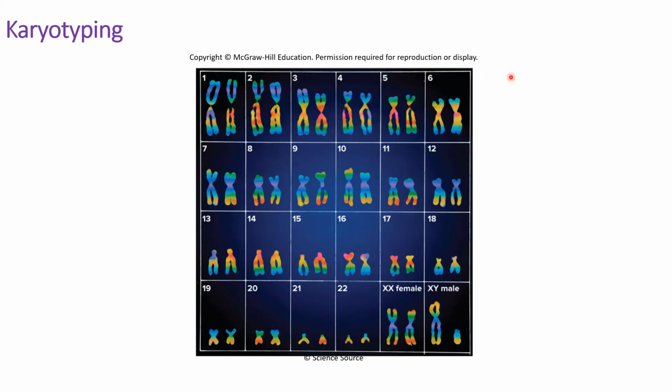Here is a picture of a karyotype. You can see that they are arranged by size. Basically, you have the largest up here, the smallest down here as chromosome 22, and then here is the XX for female and XY for male.